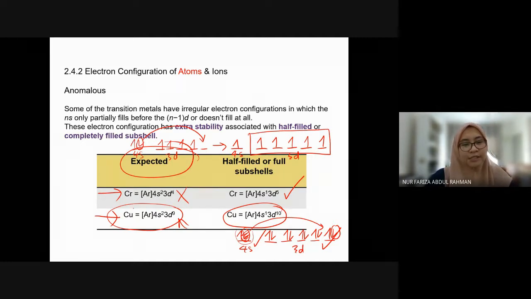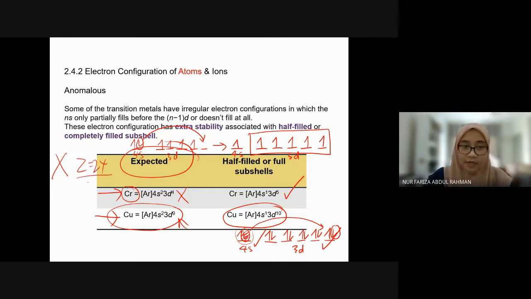Okay, so please take note of this. You have to be careful. Obviously the question will not give you chromium. Maybe instead of chromium it will give X, but it gives the Z number 24. It means you have to be very careful when writing the electron configuration. When you see this kind of expected configuration, that means, okay, slow down, this is not how it is supposed to be. So it should be transformed into this.